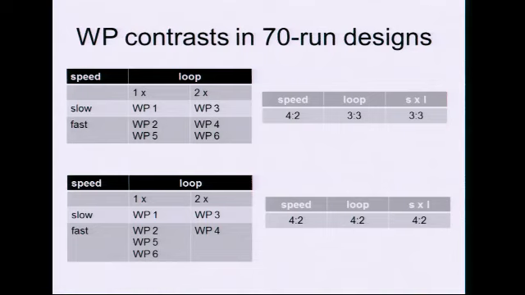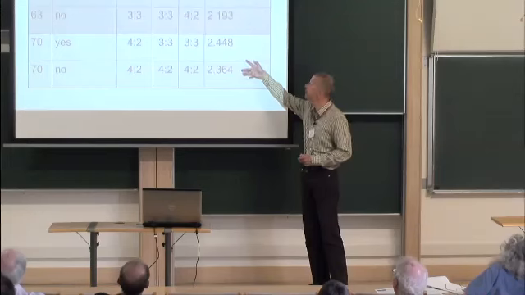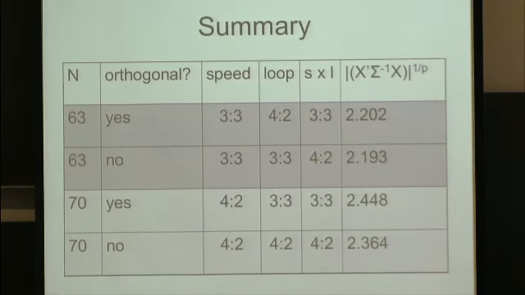So from this intuitive reasoning, you can understand that the difference in this information matrix here is more pronounced than for the 63 run alternative.